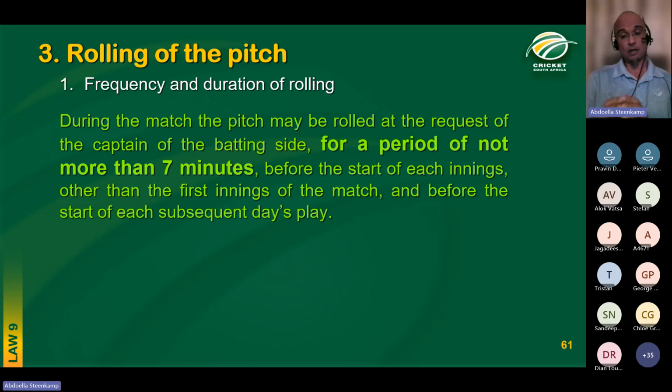Now India will go out to bat. What will now happen is the on-field umpires will ask the batting captain of India, Rohit, do you want rolling? If Rohit says yes, we will then allow rolling, and we'll get to the period of rolling. The point I'm trying to emphasize is that before the start of each innings, rolling will be allowed. That's the first instance where rolling is allowed.